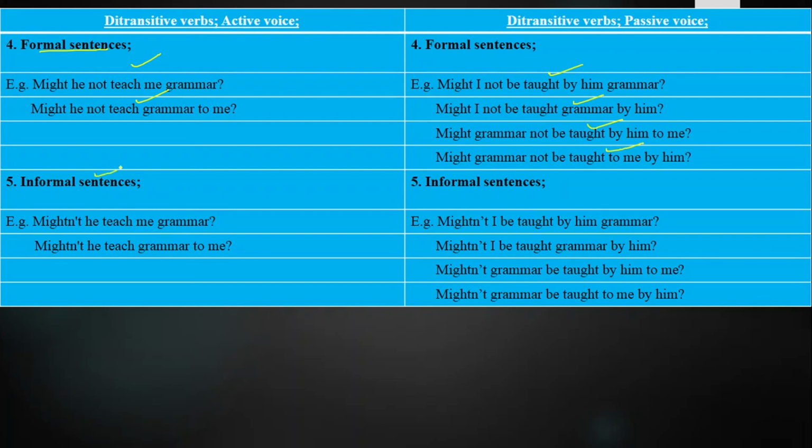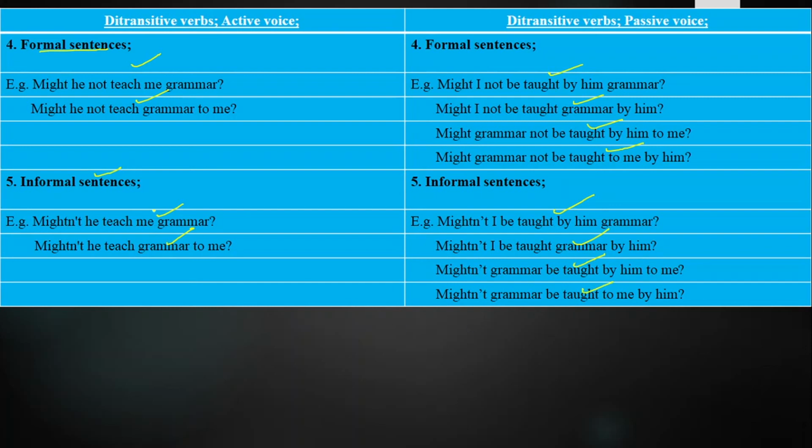Last, we have got the informal sentences of modal auxiliary verb might. Might not short form is mightn't. Mightn't he teach me grammar? Mightn't he teach grammar to me? Mightn't I be taught by him grammar? Mightn't I be taught grammar by him? Mightn't grammar be taught by him to me? Mightn't grammar be taught to me by him?